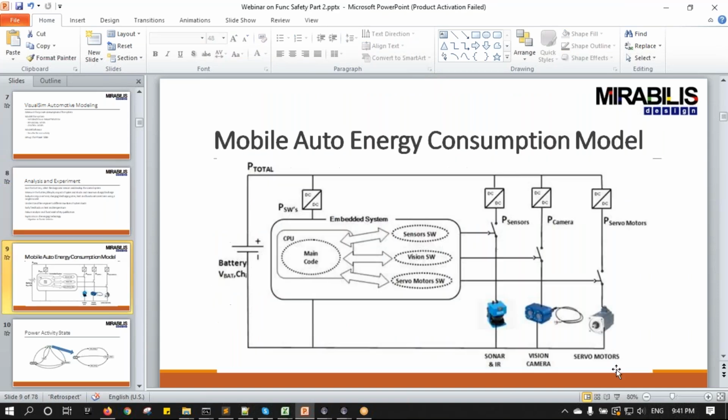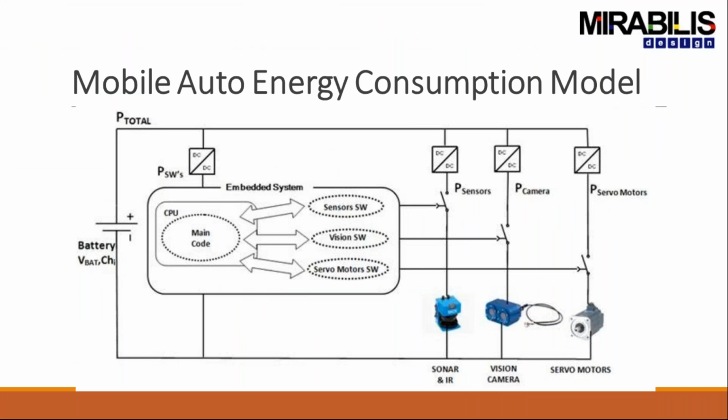Moving on, mobile auto energy consumption model. So in this model, we have an embedded system with different types of sensors. We then have motors, vision camera, and IR.